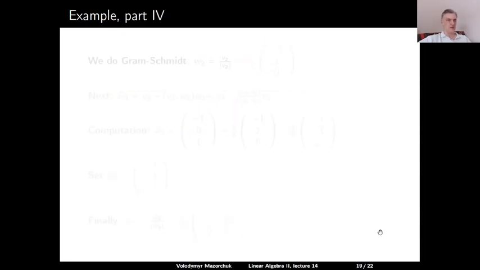And now we have to apply Gram-Schmidt. So we take the vector v2 and divide it by its length. We denote the outcome by w2. So v2 was (-1, 1, 0). Its length is root of 2. So w2 is 1 divided by the root of 2, times (-1, 1, 0).